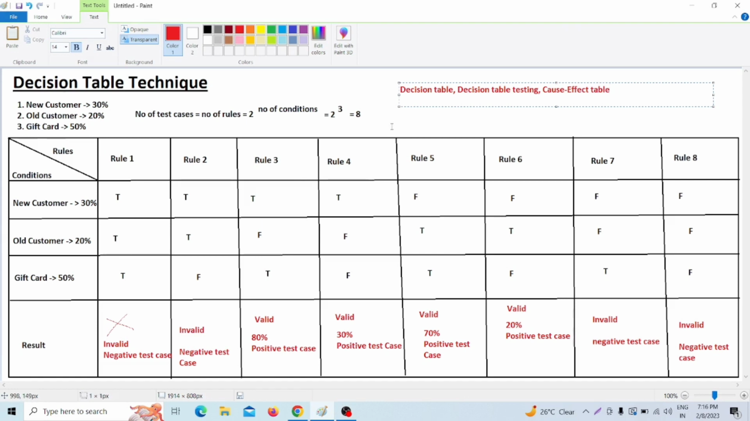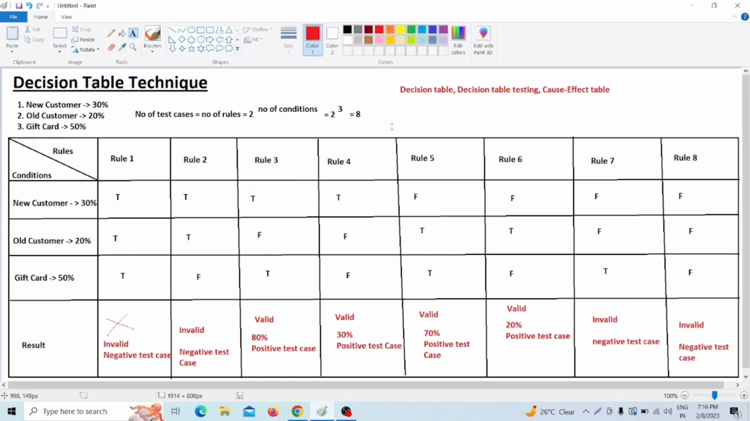Okay. So what is the advantage of the decision table? The advantage is that if we follow the decision table technique, then we can get 100% test case coverage. Means we can get both positive and negative test cases.